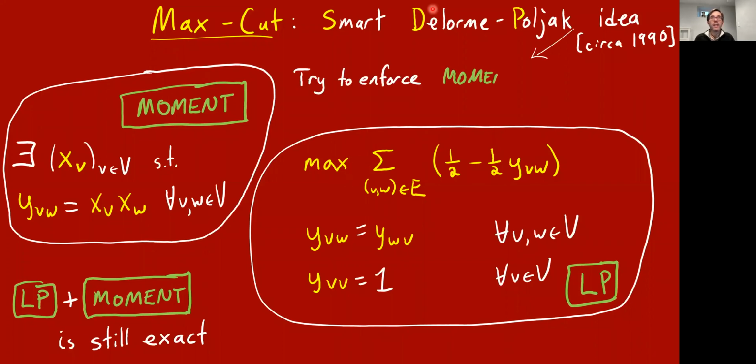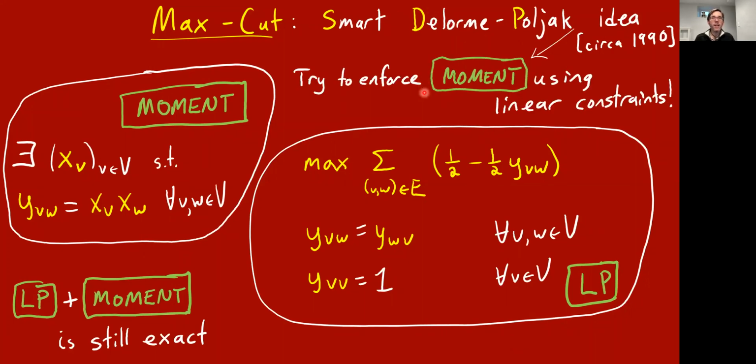So now I can finally say their idea. And their idea is to try to enforce moment using linear constraints, just on the yvw's. So the only variables are yvw's. And this moment constraint says there exist real numbers x such that yvw equals xv xw for all v and w. And that's not a linear constraint, but the idea is to try to encapsulate it with some linear constraints.